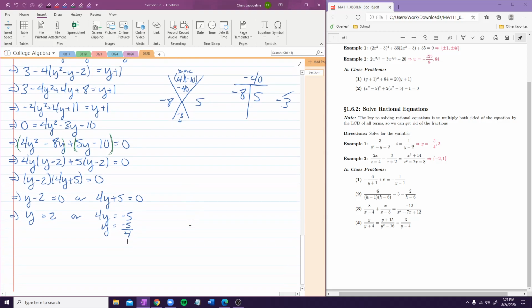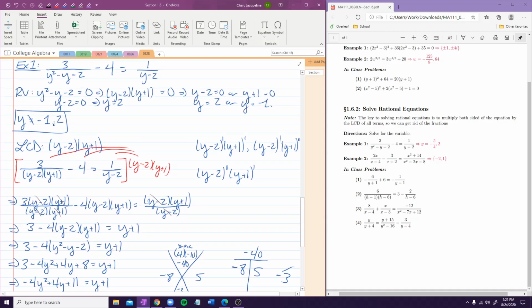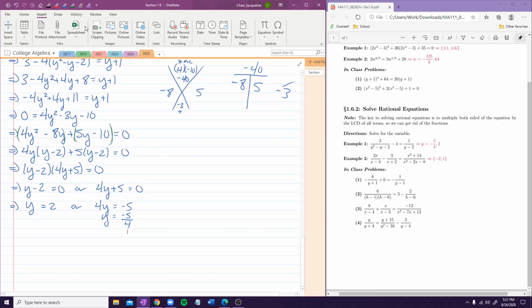Before we say we're good, remember we have to keep in mind what our restricted values are. Our y cannot be negative 1 and 2. And what do we have right here? Right here, we have y is equal to 2. So this is not a solution. This would make our denominator 0. So what is our solution? See, when I made my notes, I did not check that.